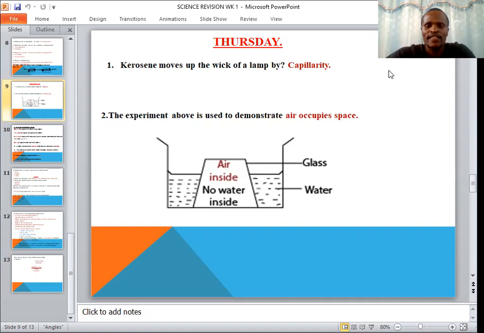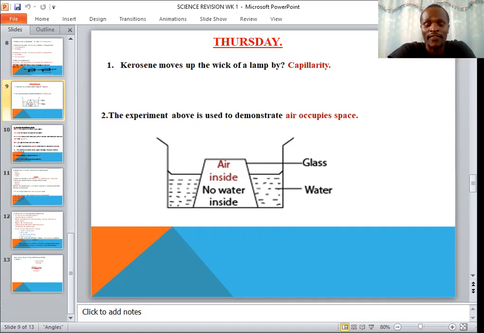So we said that the movement of water up the soil is called capillarity. So the answer here, I expected the capillarity as the answer. So you check on your work and ensure that that work is done. Look at experiment number 2. There was an experiment, there was a diagram that was drawn there, and then they were asking you that in that experiment, what do you think that those pupils were trying to demonstrate?